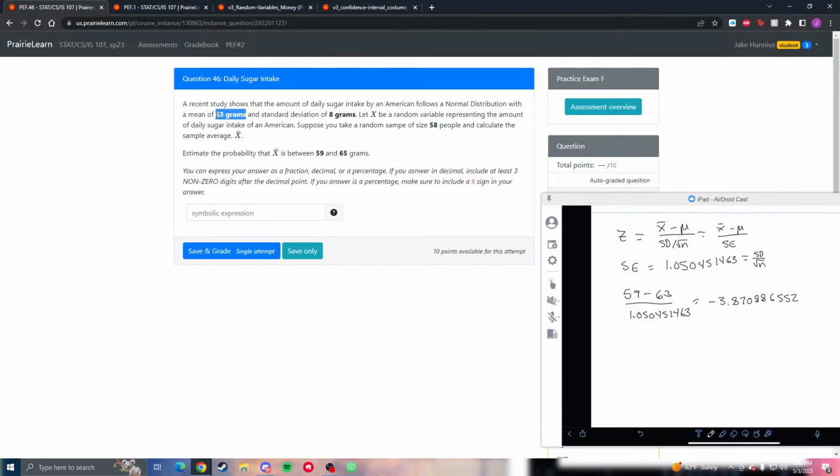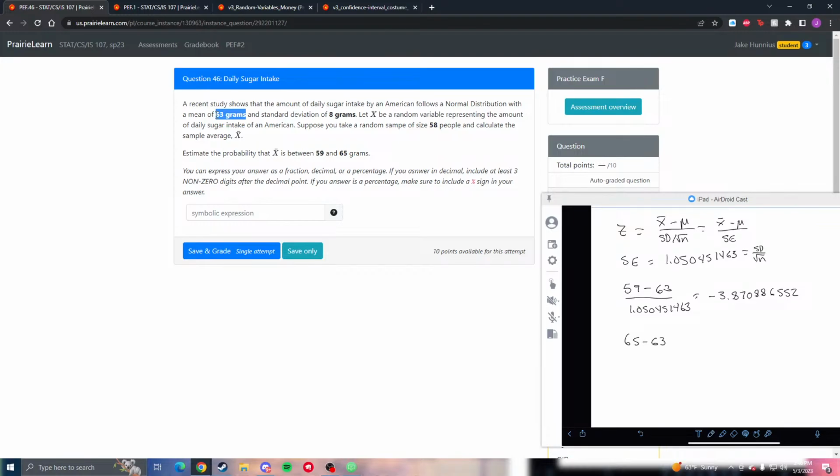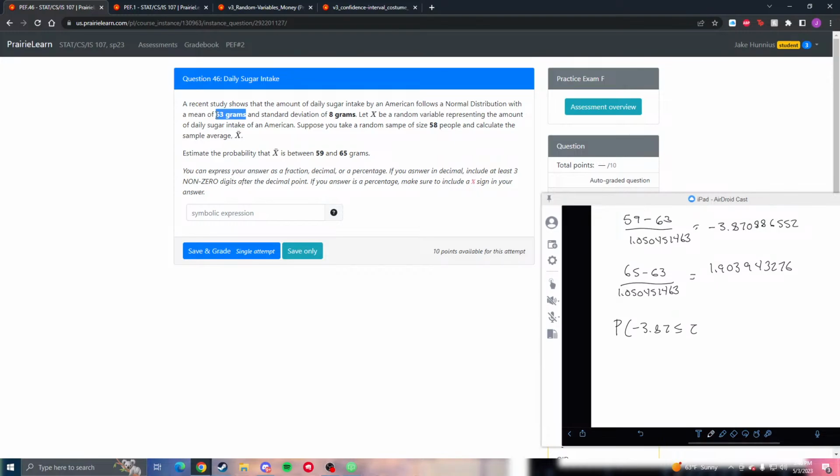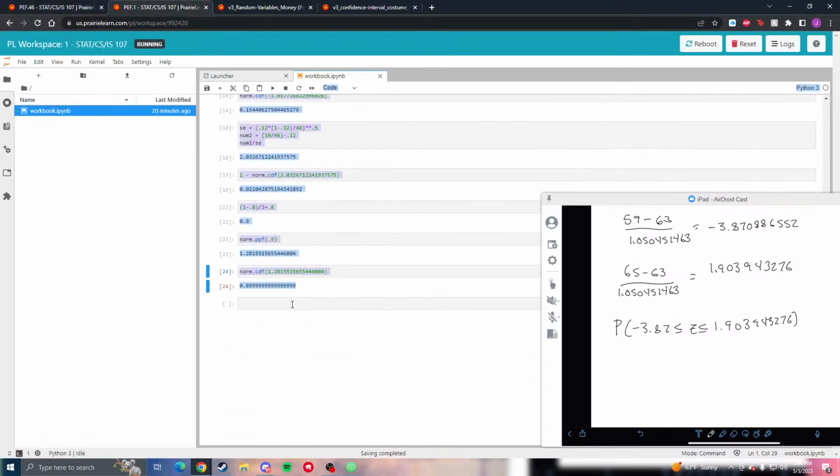Then we'll do the same thing with our 65. So 65 minus 63, divided by the standard error that we calculated. We get 1.903943276. So we're trying to calculate the probability that negative 3.87 is less than or equal to z, which is less than or equal to 1.903943276.